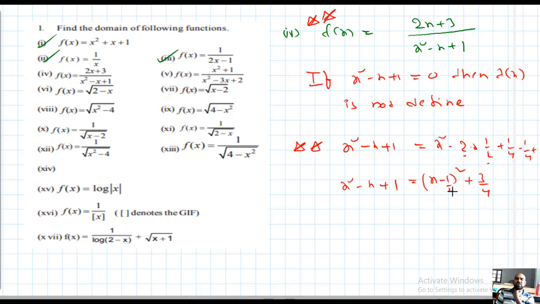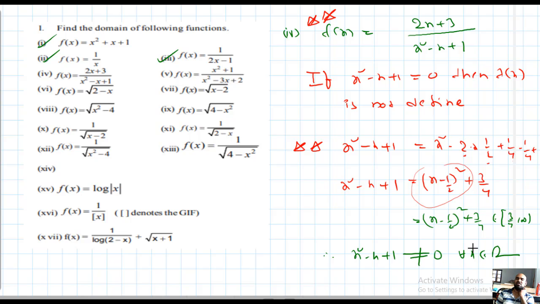Observe all of you, x minus 1 by 2 whole square is non-negative. But this non-negative term has 3 by 4 added, so the minimum value of this expression is 3 by 4, going to infinity. That's why this value is never 0. That means x square minus x plus 1 is never 0, so the domain of the given function is all real numbers. I will write that: x minus 1 by 2 whole square is 0 when x equals 1 by 2. Other than that, greater than 0 only. So the expression belongs to closed 3 by 4 to infinity. Therefore, x square minus x plus 1 is never 0 for every x belongs to R, because the minimum value is 3 by 4. Therefore, the domain of the given function is all real numbers.